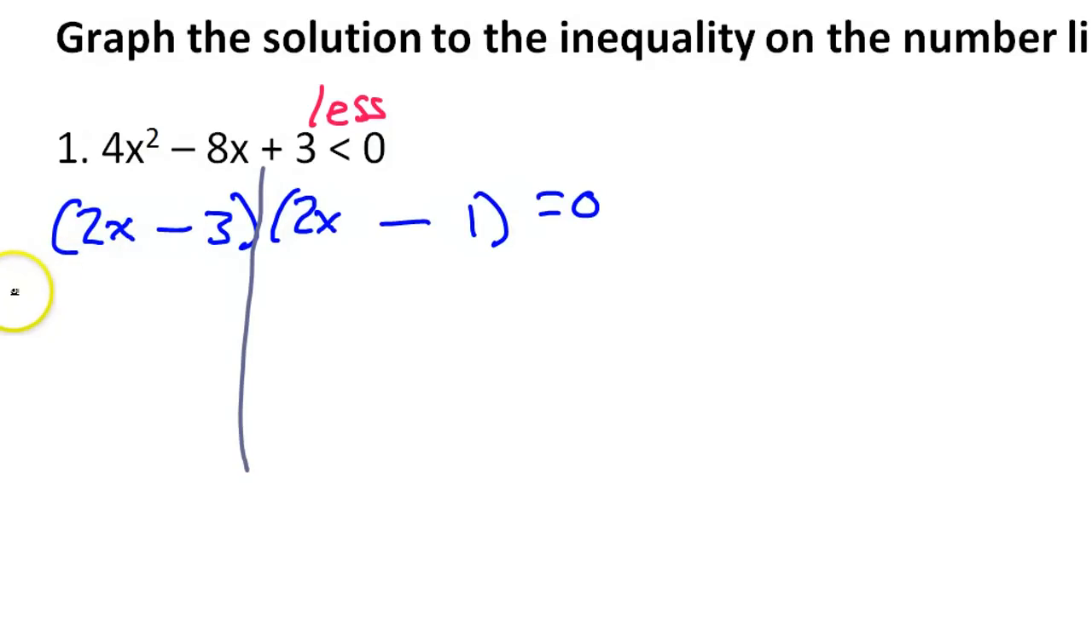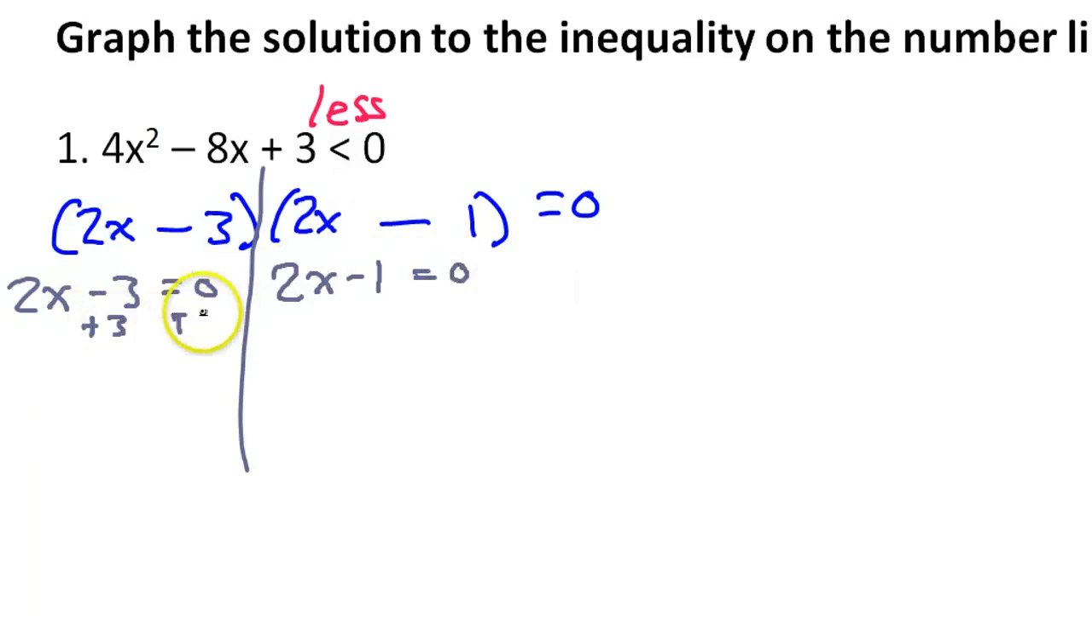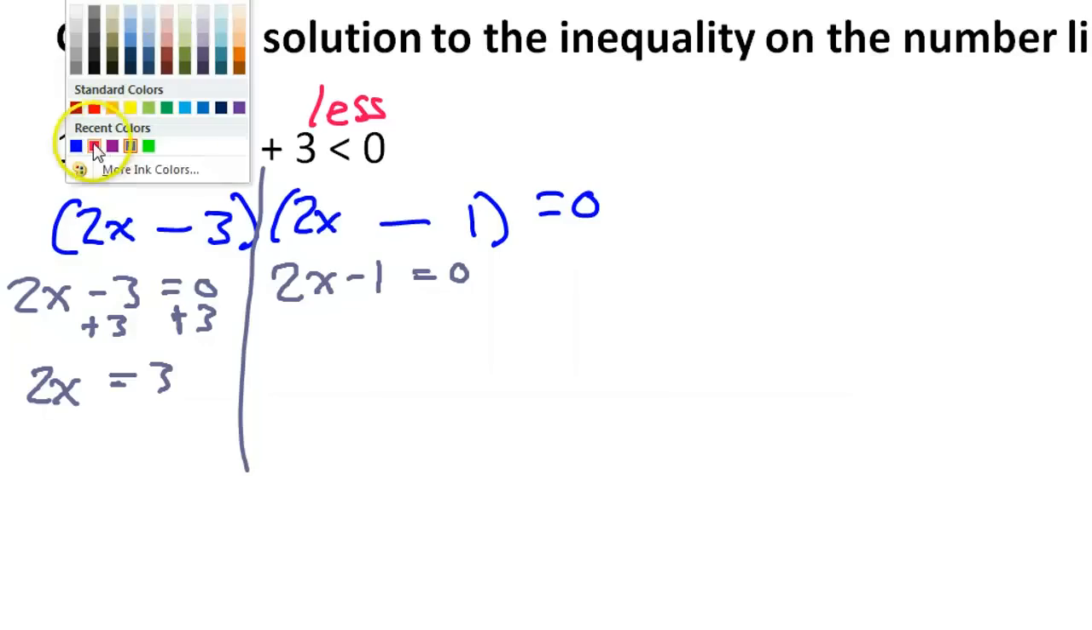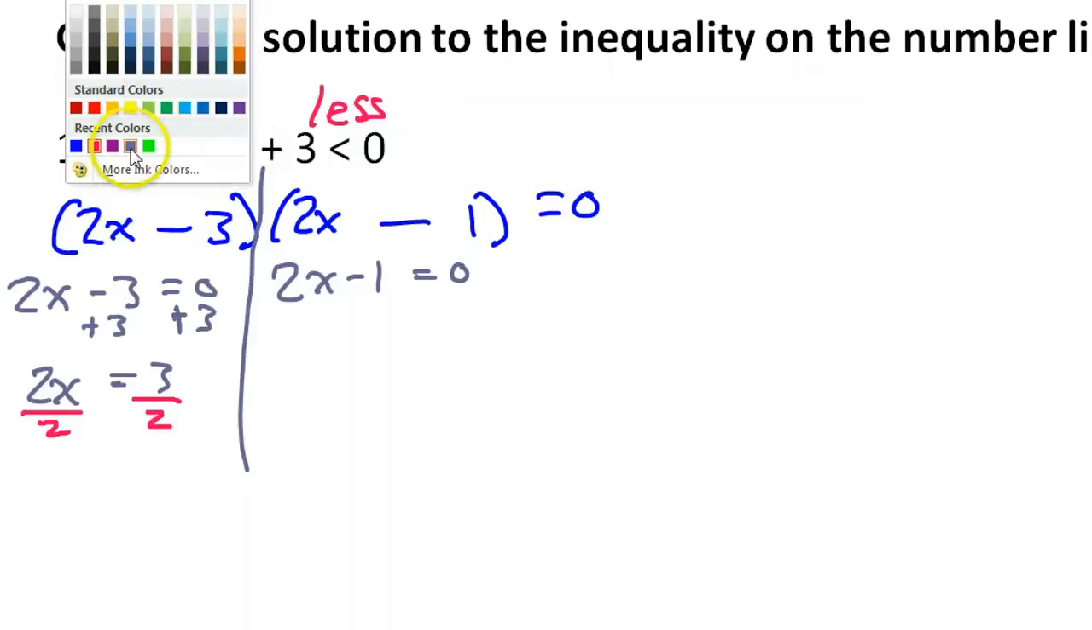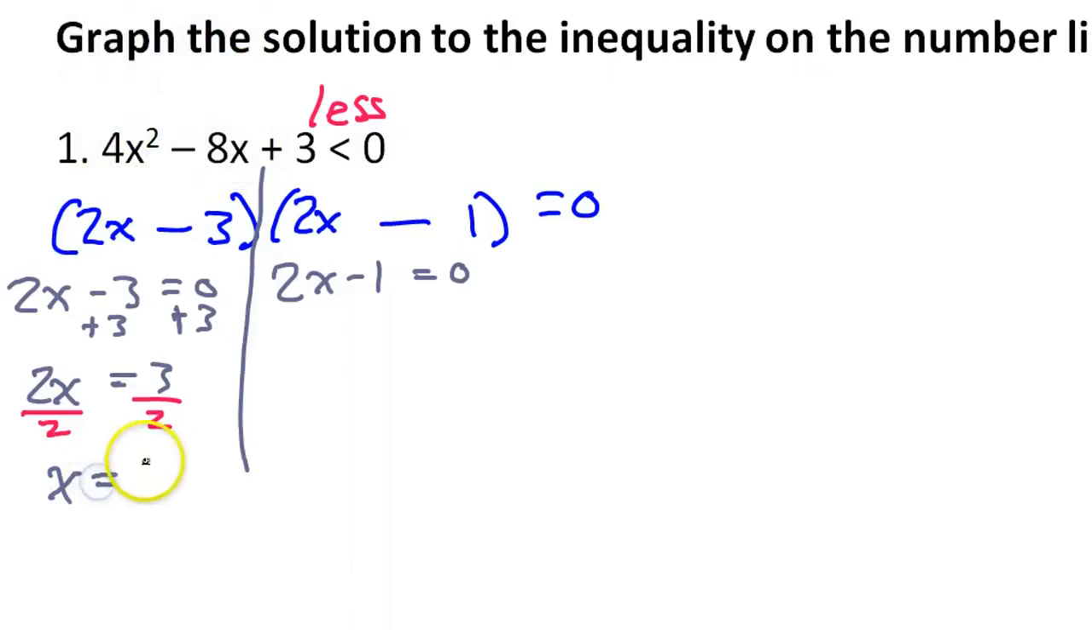So let's set these equal to 0. So 2x minus 3 equals 0, and 2x minus 1 equals 0. Adding 3 to both sides, that gives me 2x equals 3, and then I'd have to divide both sides by 2. So that'll give me x equals 3 over 2. So that's one of my x-intercepts. By the way, this is 1.5.